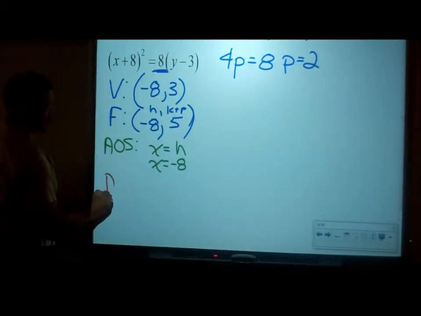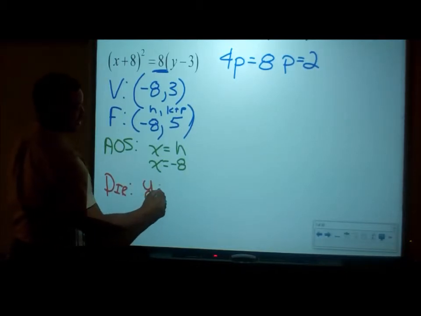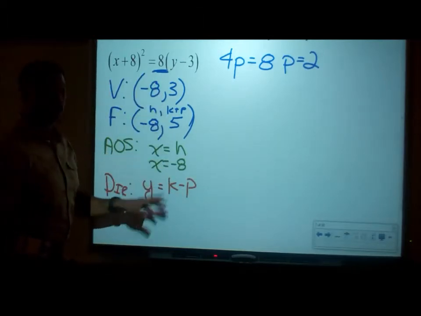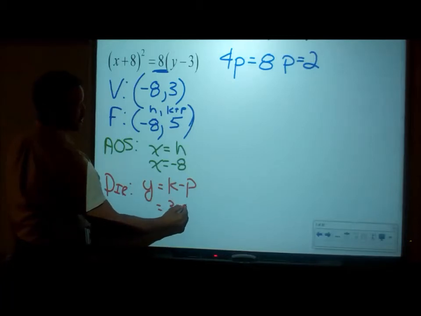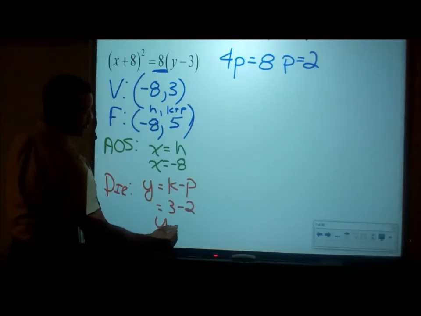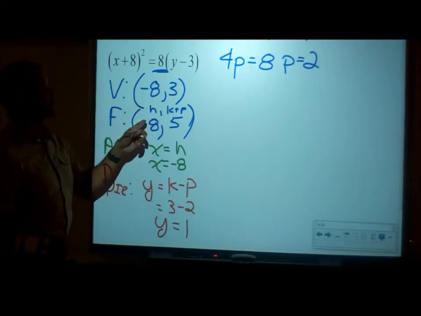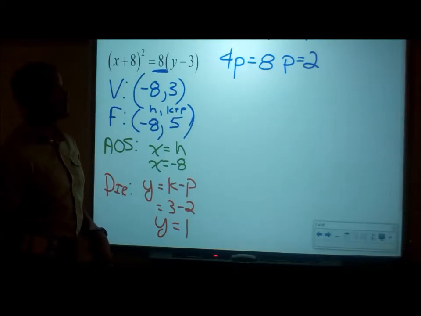And my directrix is y is equal to k minus p, and all these are on your sheet that you've got. So I'm plugging in my k, which is 3, my p, which is 2, so I get y is equal to 1. So I found my vertex, my focus, my axis of symmetry, and my directrix.